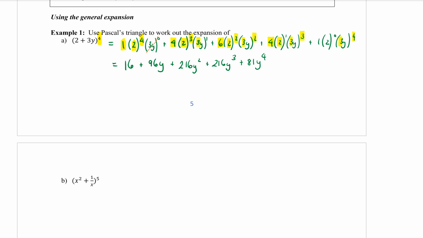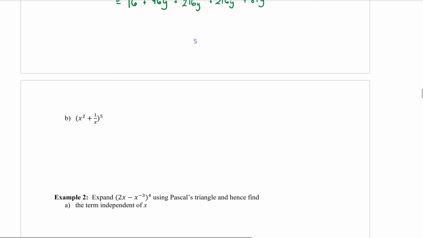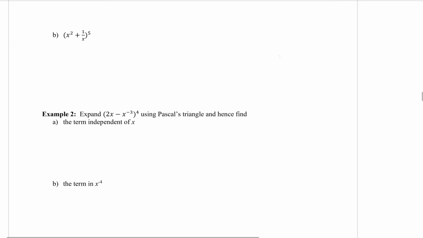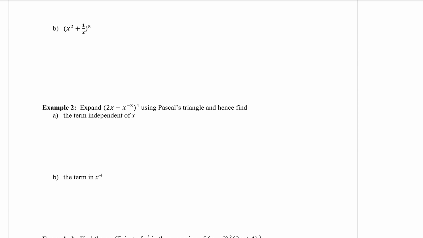On the next page, you want to do another one of these questions that involves fractions. So it is a power of 5, which means we want the sixth row of Pascal's triangle. The first coefficient is always a 1. The first term in that bracket is x squared, which will start with the highest power of 5. The second term, which is 1 over x, starts with 0 and is going to be increasing.